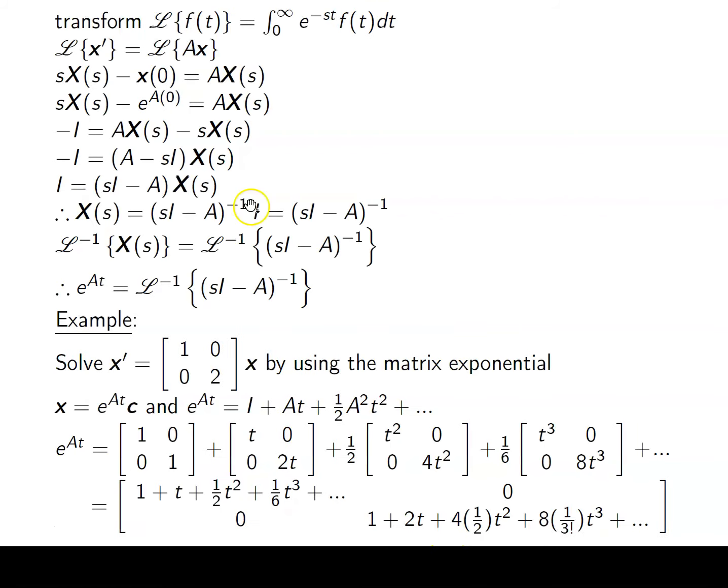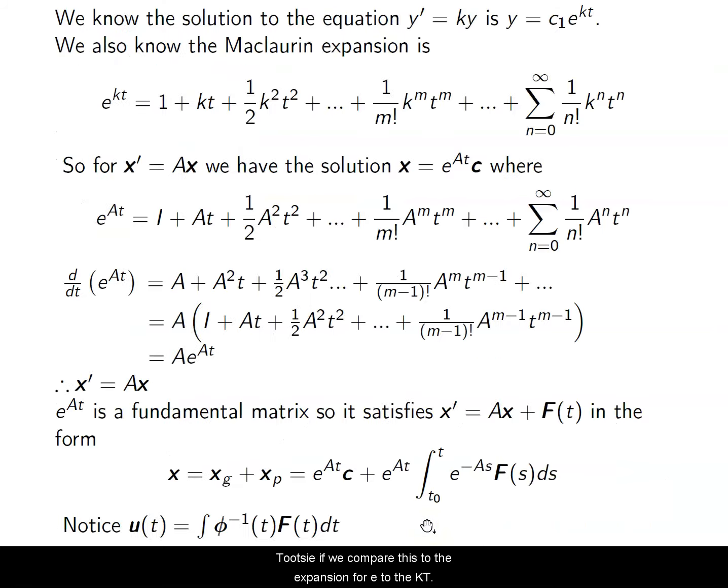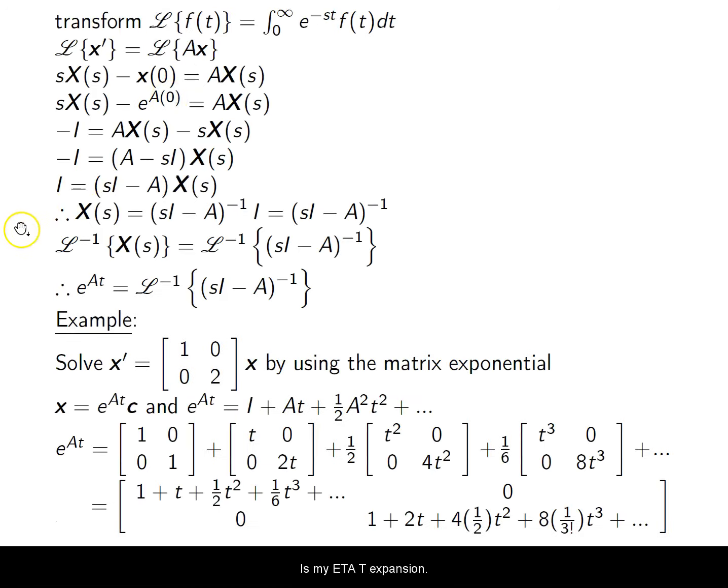So this expansion is just e to the t: 1 plus t plus 1/2 times 1 times t squared. So this is just e to the t. Here it's the same thing, but times 2, so that's e to the 2t if we compare this to the expansion for e to the kt. So e to the t, e to the 2t is my e to the At expansion, and that's my answer.